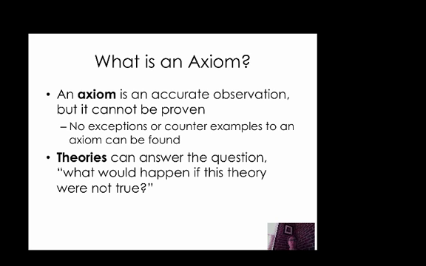Well, let's start out talking about what an axiom is, and it's likely you've run into axioms in mathematics. An axiom is an accepted, accurate observation, but it can't be proven. Another way to rephrase that would be to say that you can state an axiom, and if no exceptions or counterexamples to that axiom can be found, then it remains an observed truth. Theories, on the other hand, are a little more structured. You can answer the question, what would happen in the absence of this theory, with a theory, whereas with an axiom, it's not possible to do that. It's only an observed truth, whereas a theory can use its power in ways that are predictive.